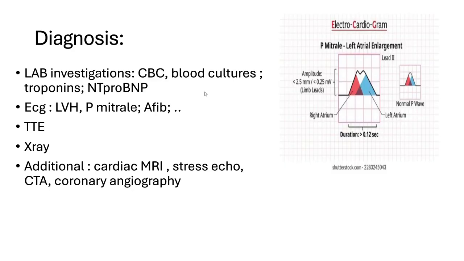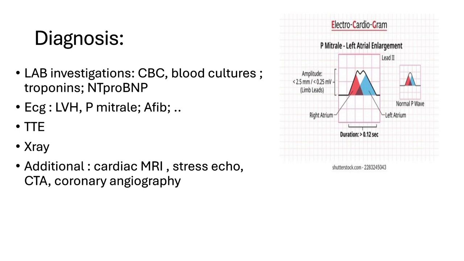For diagnosis, first of all, lab investigations. We have to check troponin levels first, because they may indicate a myocardial ischemia if they are positive, as we know that acute mitral regurgitation is caused primarily by acute myocardial infarction. We have to check also BNP and NT-proBNP, which is normal in acute settings of mitral regurgitation and increased in chronic mitral regurgitation.